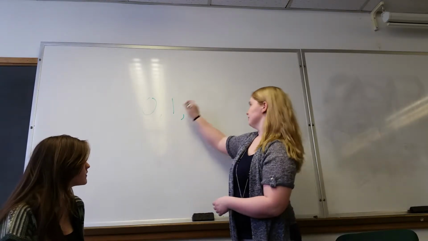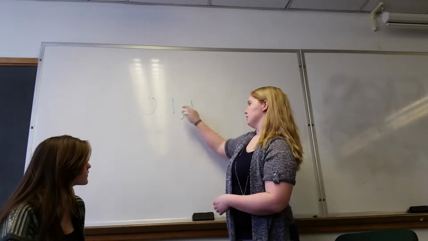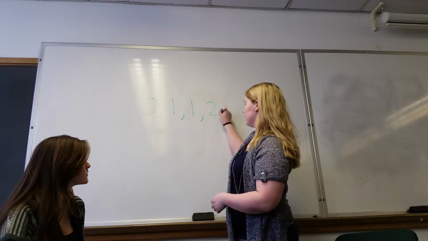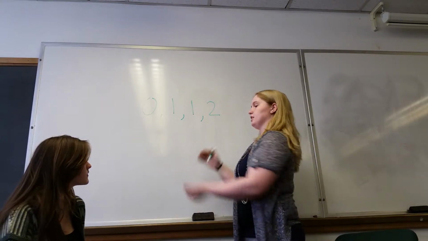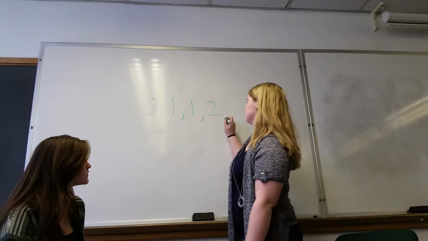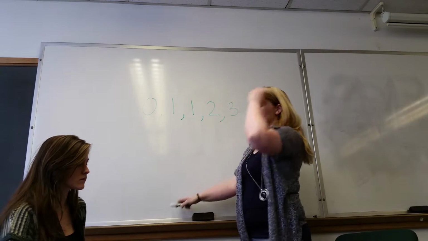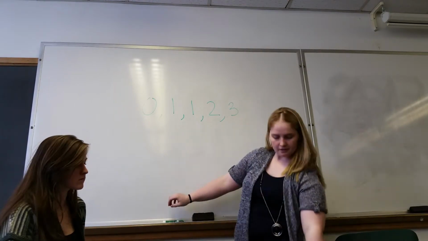So 0 plus 1 is 1. And then we're going to follow the sequence. So 1 plus 1 is 2. Alright? And if you keep following this pattern, you can continue to find future numbers. So for example, we take 2 and 1. That would be 3. And this pattern keeps going and going and going.